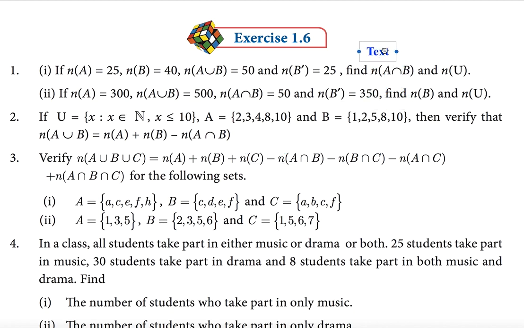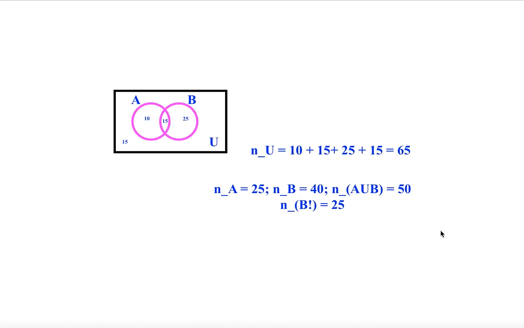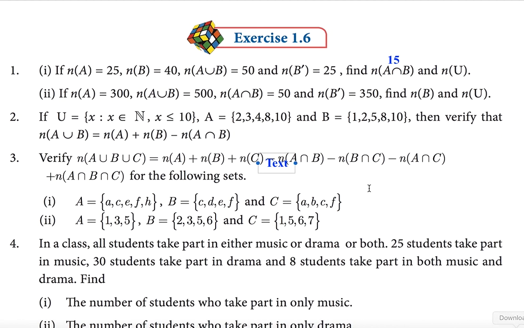So maybe I am not going to solve all the problems, but this is 15. But you need to get some idea. That is the reason why I am doing this. I did this problem. 65. Right. 65 is the answer for n of u. Okay, right. Let's see the problem.